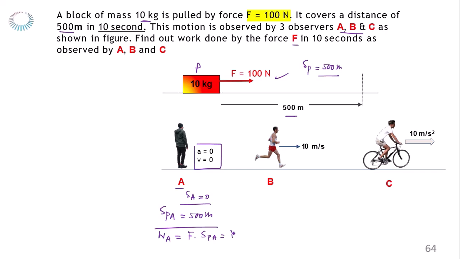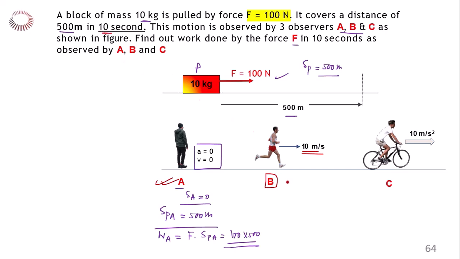It is how much? 100 into 500. That will be your answer. Okay. That is the observed work done by the person A. Now for the person B, he is moving with 10 meter per second. Okay. So the particle is displaced for 10 seconds.